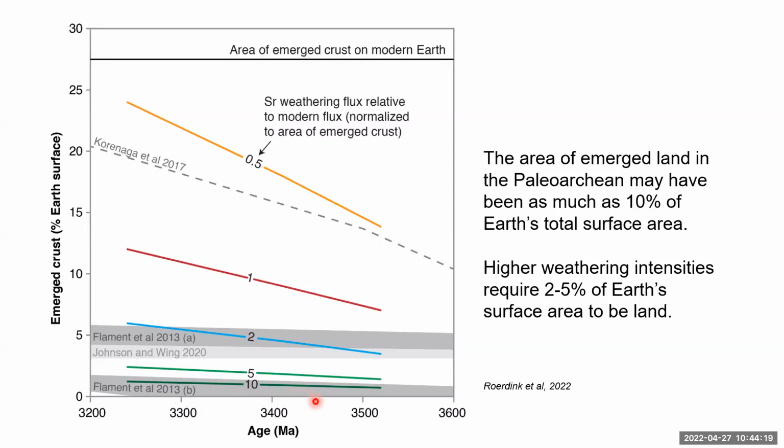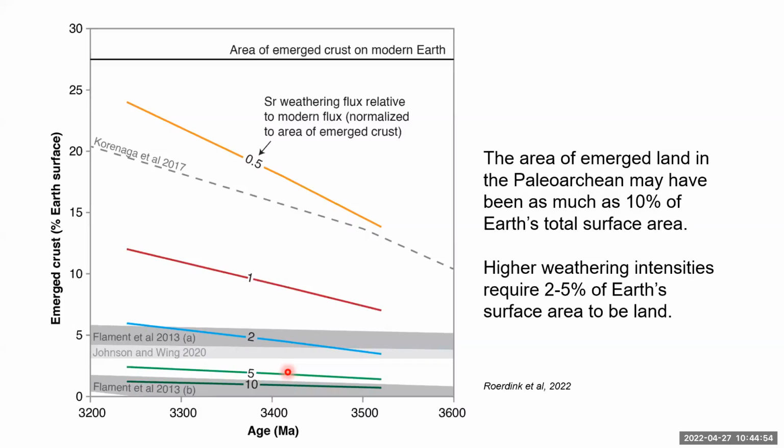If we go to higher weathering intensities, which has been suggested for the early Archean because we had high atmospheric CO2, which would perhaps have triggered higher weathering, we of course get a smaller area of emerged crust that we need, perhaps 2 to 5% of Earth's surface area. In a sense, we cannot really quantify this because we don't know what the weathering intensity really was. And whatever estimates we have, we don't actually know how this would have affected strontium.